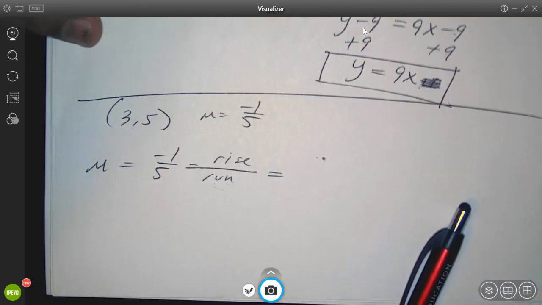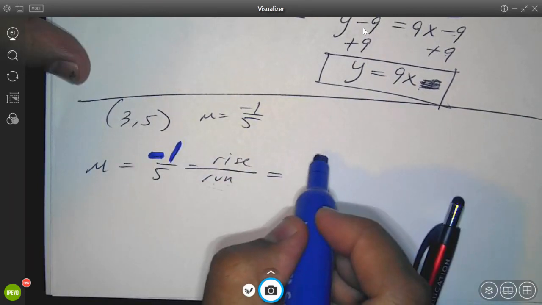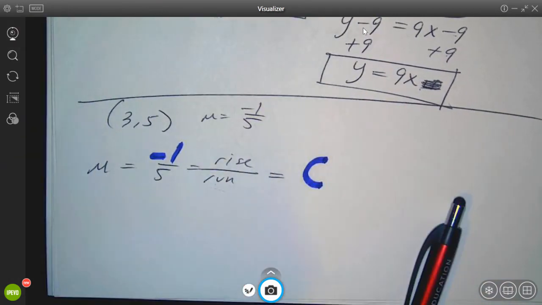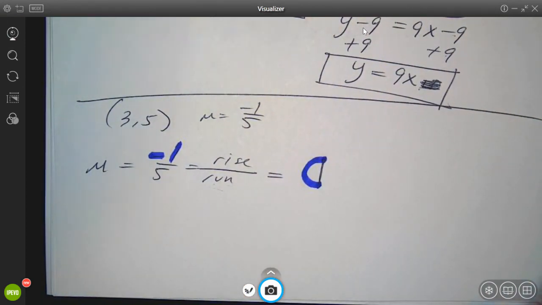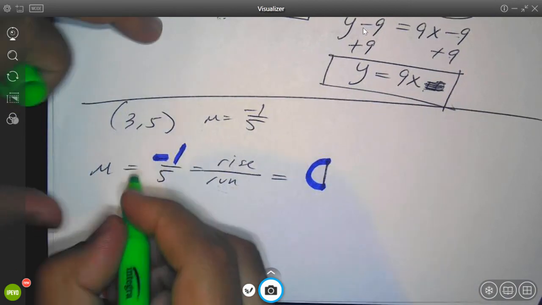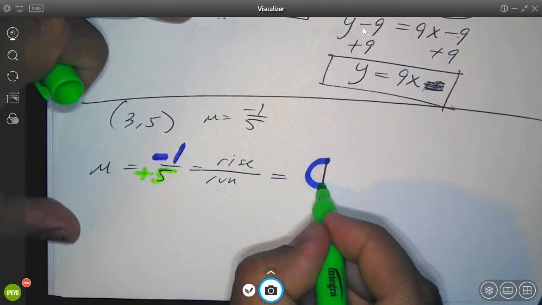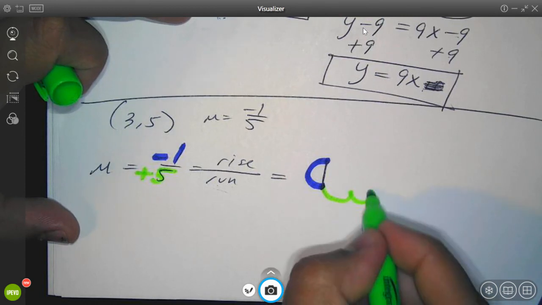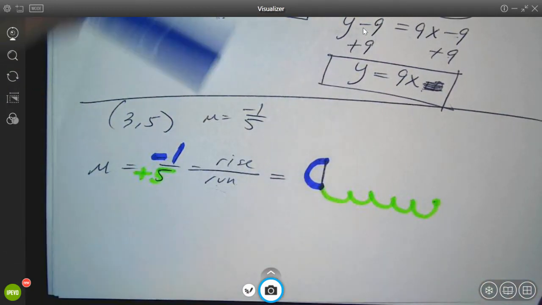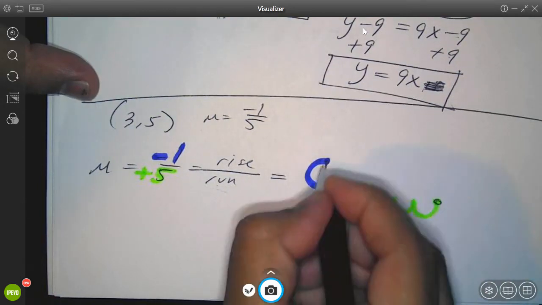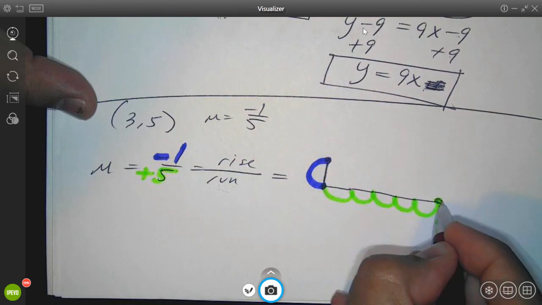Notice how here, my rise is a negative 1. So this means that I'm going down 1 unit. See, notice how I went down. Now, what is my run? My run is a positive 5. So this means I'm going to jump 5 spaces. 1, 2, 3, 4, 5. See, so again, notice how here we can end up with our 2 points. This one and this one.